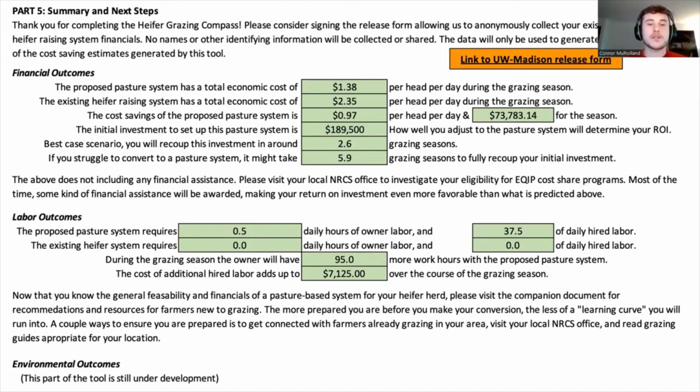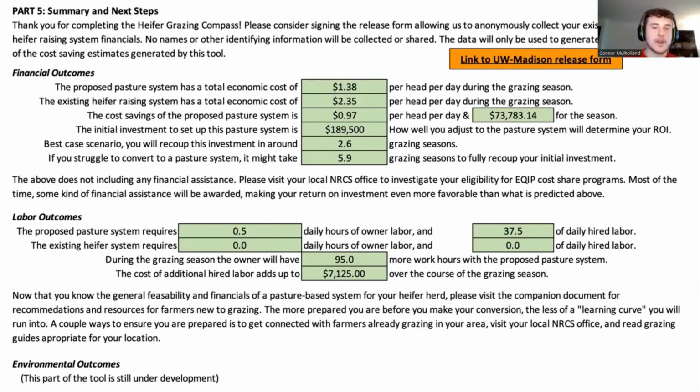And then we also talk through the labor. In this system, obviously there's going to be more labor in the grazing system compared to the custom heifers, simply because you're paying somebody else to do the labor for you. So in this case, we compare that to drive home the labor outcome of making this transition.